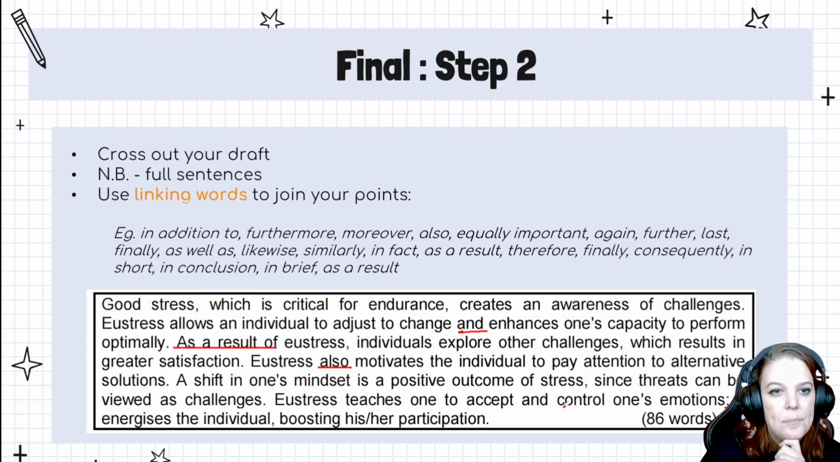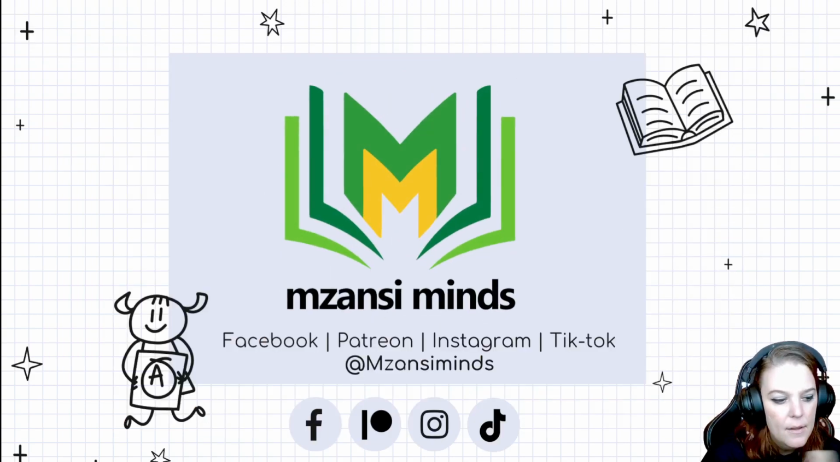Right, okay. So that is your final paragraph. This is what it should look like, and your word count should be at the bottom here. Remember, we want accurate word counts. Okay, and that is all.